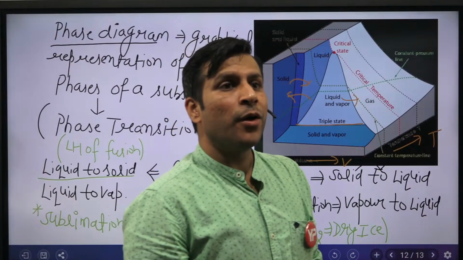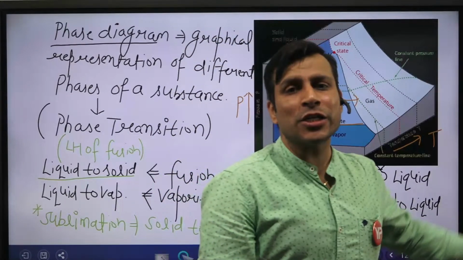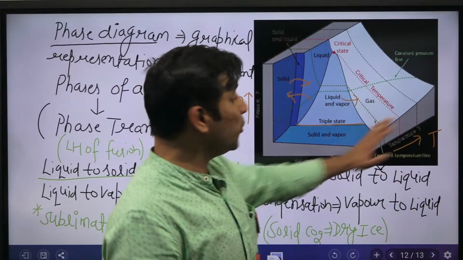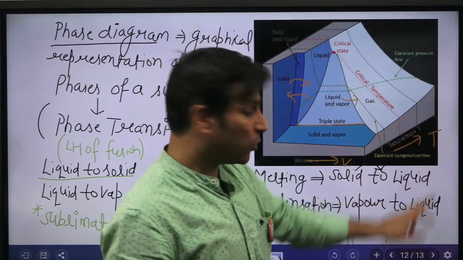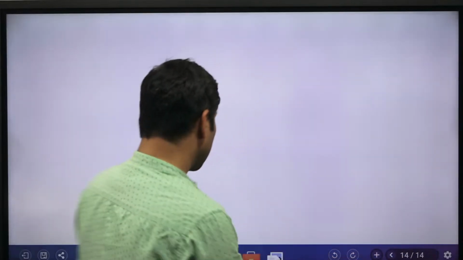Okay. Three dimension क्यों है? Because we are taking three variables: pressure, volume, and temperature. We are taking P, V, and T both. But if you want to show only two, you can show.